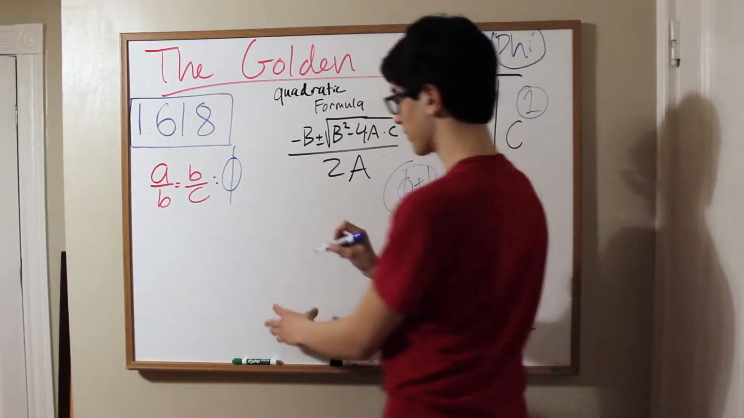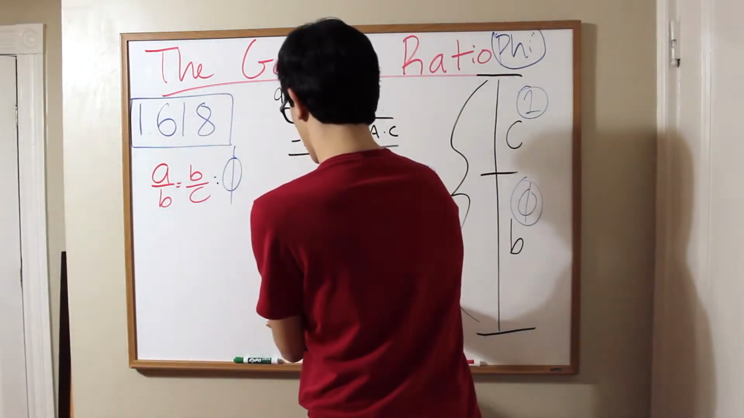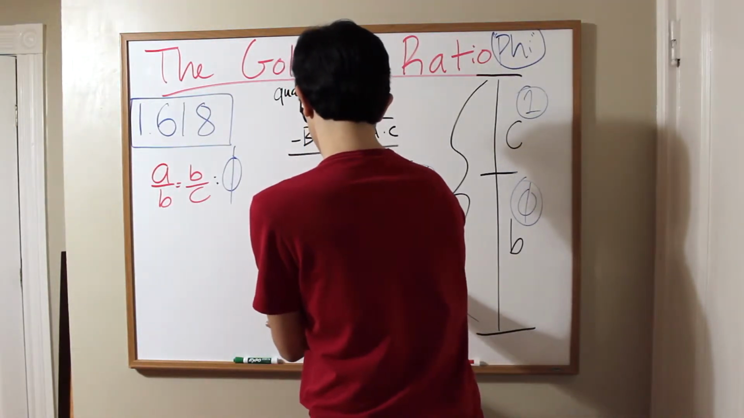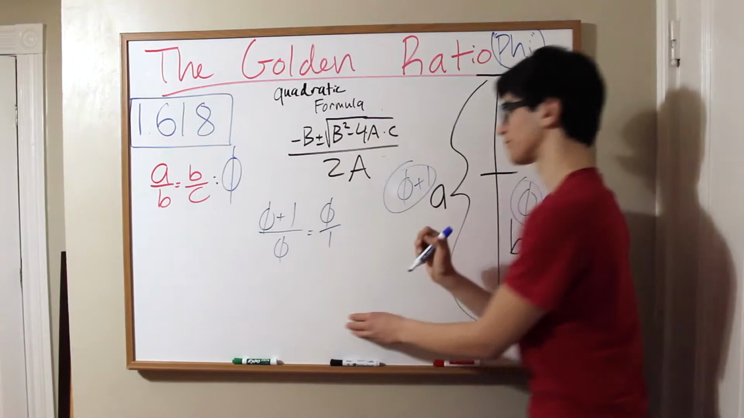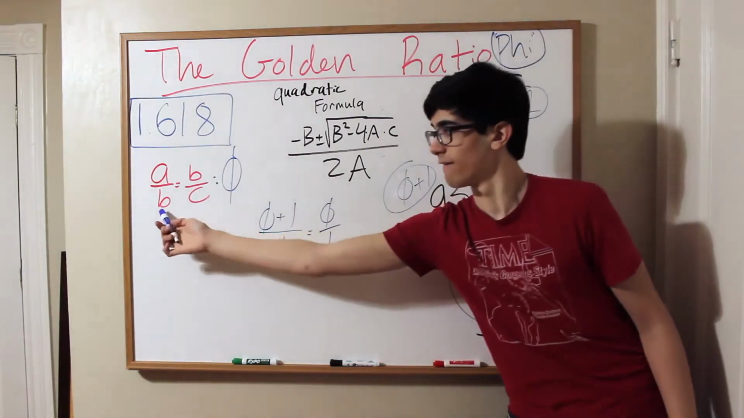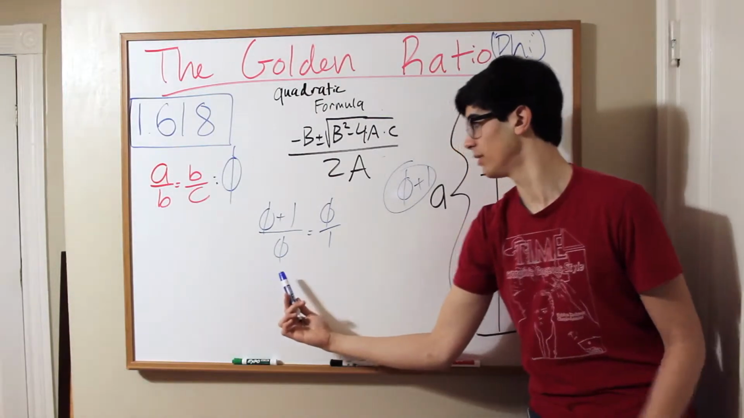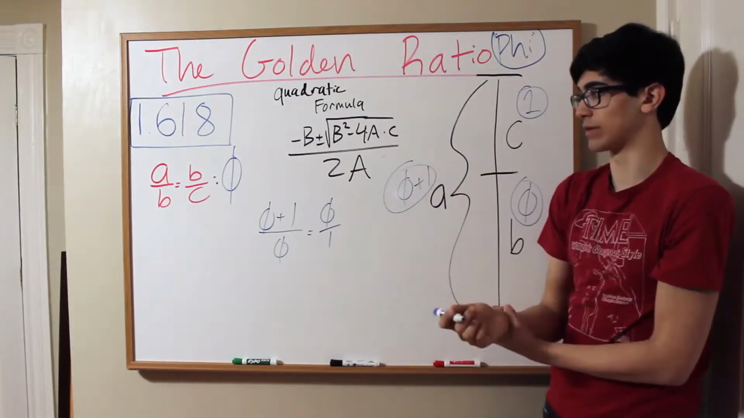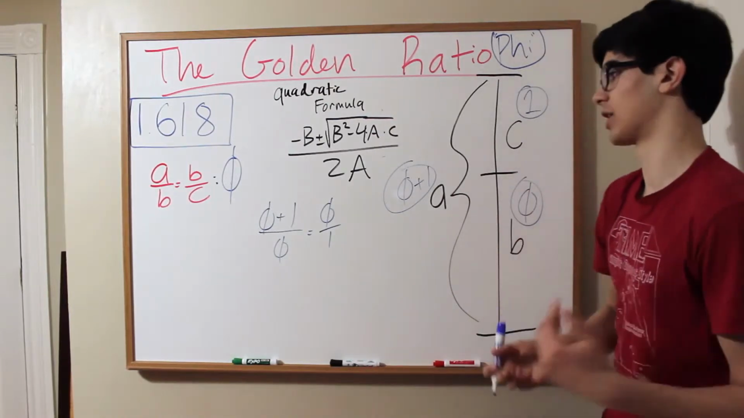So we rewrite the proportion as, I'll write it down, get out of the way. Phi plus 1 over phi equals phi over 1. Phi plus 1 over phi, that's A over B, and phi over 1 is the same for B over C as I've explained it. A is phi plus 1, B is phi. So here's where algebra comes in.